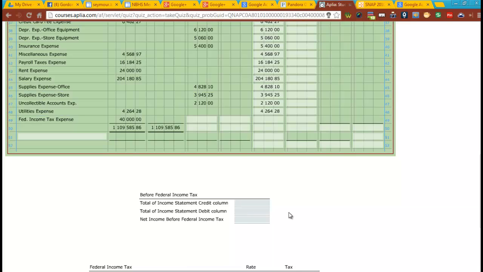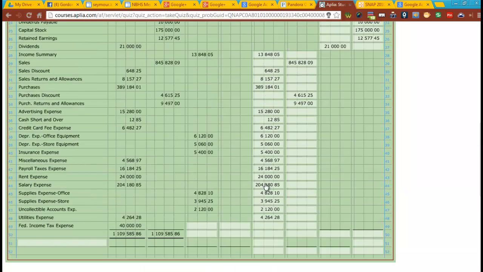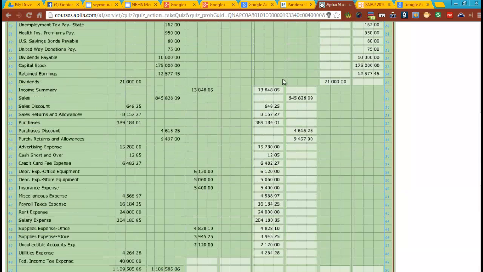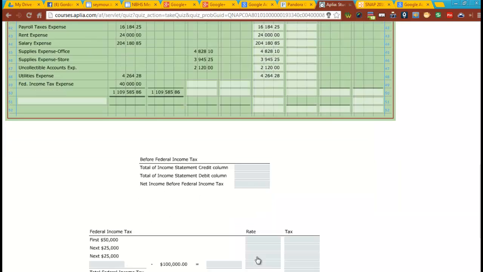Okay? Now, add it up more than once. This is going to be what's going to take you some time. Okay, go through, add up your income statement debit column, put the total down here, add up your income statement credit column, put it down there. Add up the column twice to see if you get the same number twice. This is going to be what takes you time. There's no faster way, you just got to add it up.